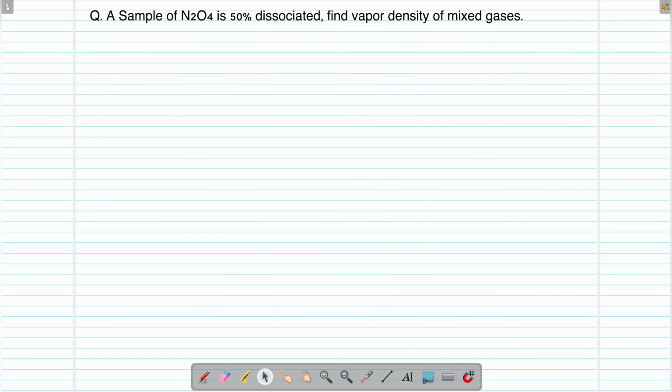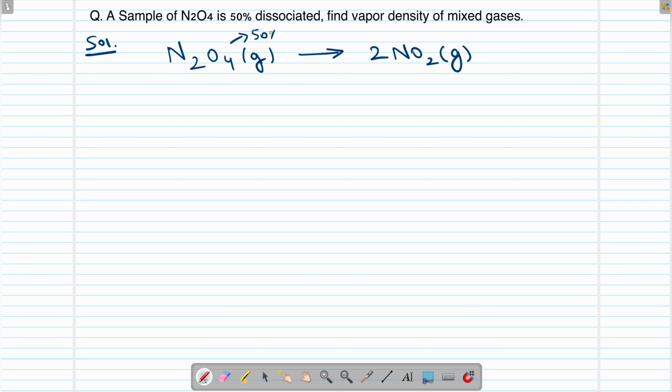Now we'll solve a problem. Here a sample of N2O4 is 50% dissociated. Find the vapor density of mixed gas. So we'll first write the simple dissociation equation. N2O4 gas dissociates into 2 moles of NO2 gas. Here it is 50% dissociated, right? So we'll solve this problem.